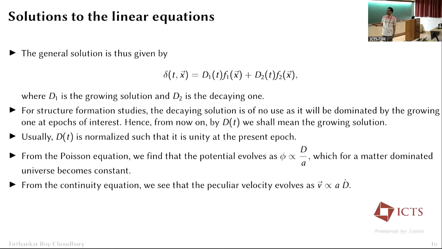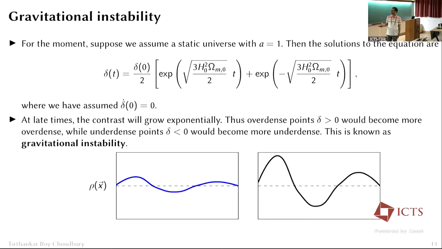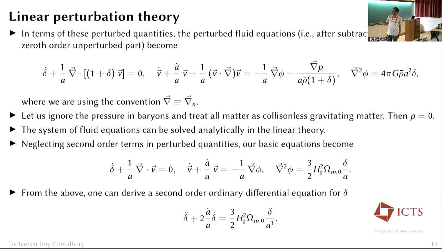For example, the potential will evolve as D by a. So we just go back and see the Poisson equation for a moment. This is the Poisson equation. Now delta is proportional to D, the growth factor. Then phi will evolve as D by a.